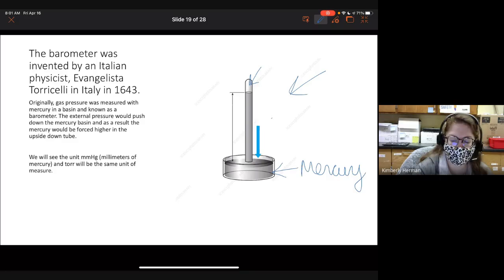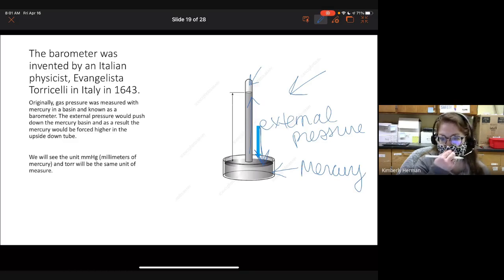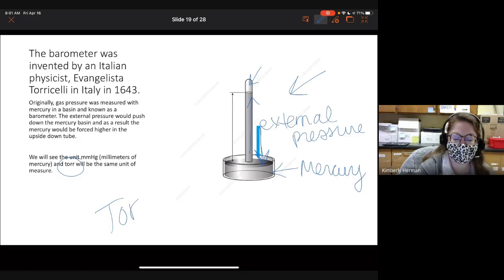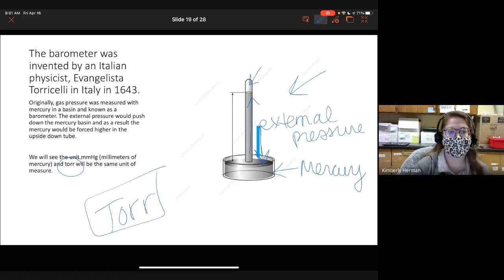The external pressure, aka the pressure on the outside, depending on the day, the weather, and the altitude, would be pushing down on this basin of mercury, which is liquid metal. If the external pressure pushed harder, they would see that the column of the mercury in the vacuum tube would go higher. And so they were able to measure the pressure in millimeters of mercury. Now, they eventually named millimeters of mercury in honor of Torricelli, and a lot of times you'll see it just as Torr because he was the inventor of the barometer, a device to measure pressure.